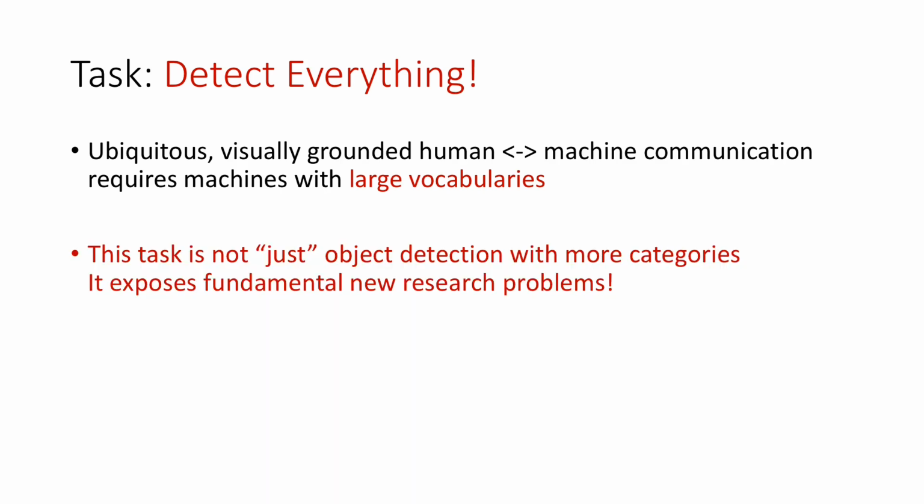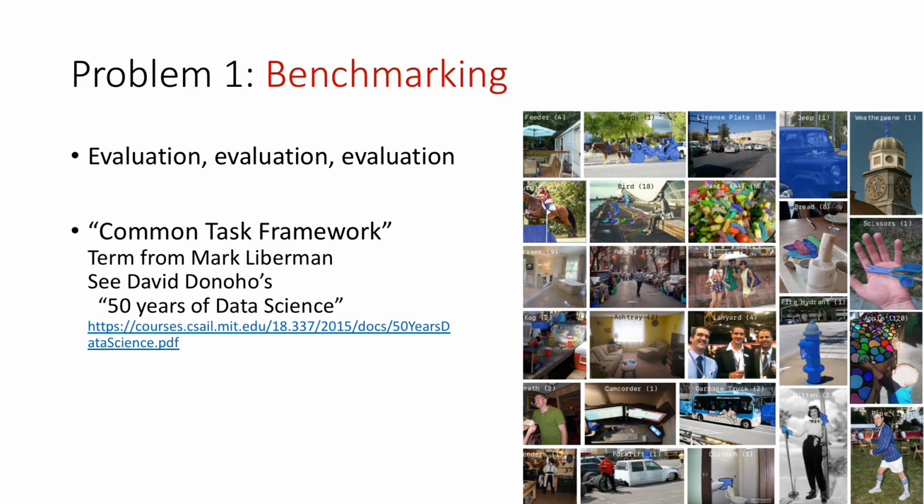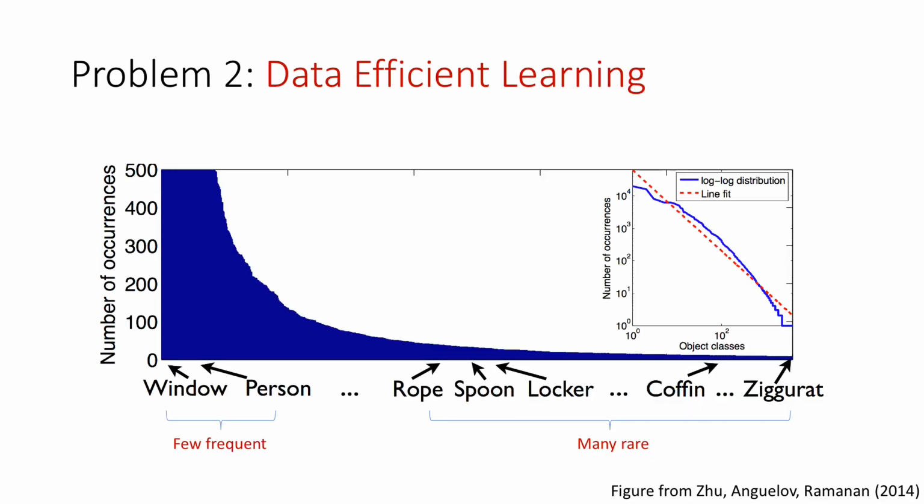On the surface, this task might appear to be just about increasing the number of classes that a detector outputs. However, it exposes fundamental new research problems that I want to dig into in more detail: benchmarking and data-efficient learning. The benchmarking problem is all about how you define the detect everything task in a way that leads to tractable data annotation and fair evaluation. This is incredibly important because evaluation is how our community makes progress. For more insight into this, I recommend reading David Donoho's 50 Years of Data Science and learning about the Common Task Framework. The second problem is about data-efficient learning.